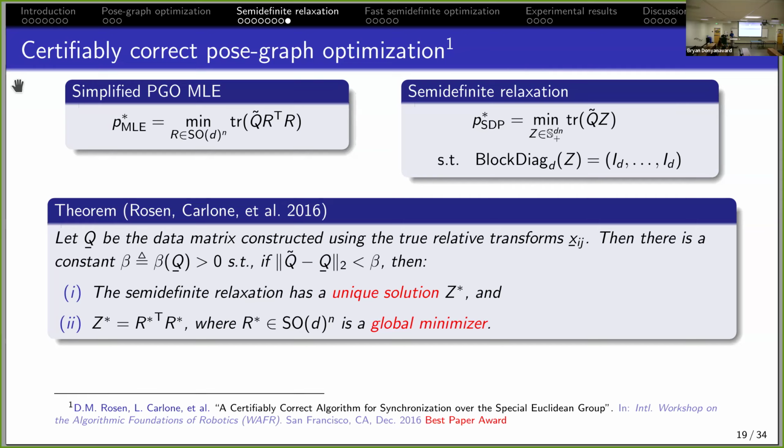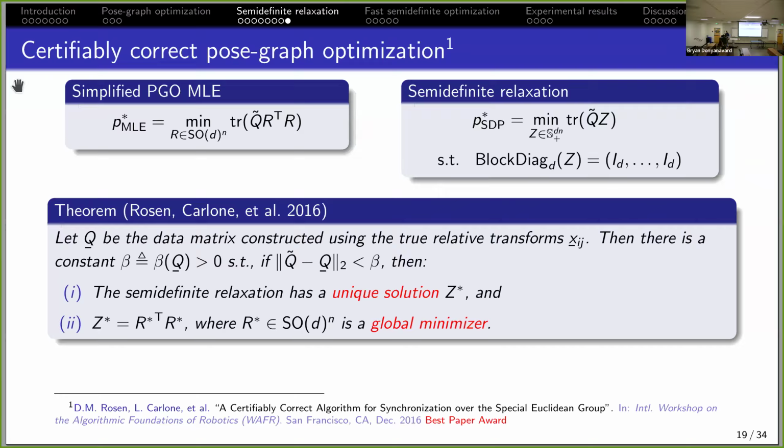And so what this theorem says is that if the actual noisy measurements that I get, the data matrix parameterized by those measurements, is not too far away from this idealized ground truth noiseless data matrix, that is to say, if my measurements are not too noisy, then this semi-definite relaxation has a unique solution. And that unique solution factors in exactly the way that is necessary to recover a minimizing set of estimates for my original PGO problem.